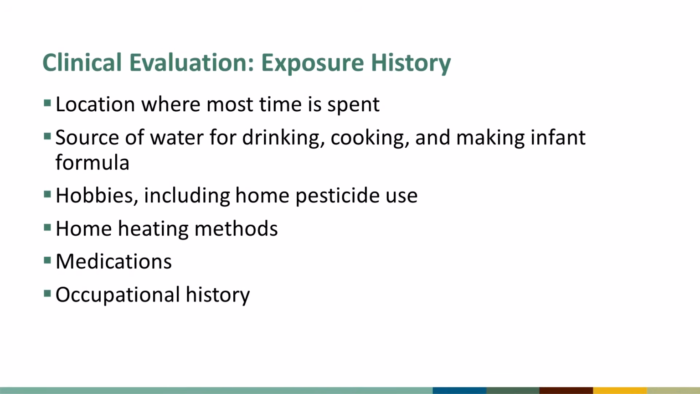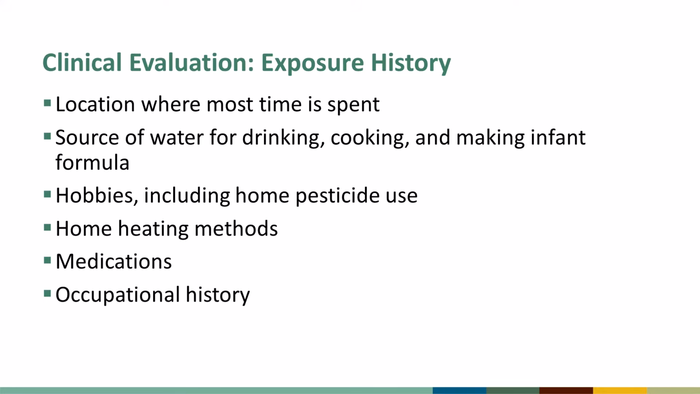When taking an exposure history in an evaluation of a patient with suspected arsenic exposure, focused questioning might be able to identify the source of exposure. When asking about environmental exposure, assess where the patient spends a significant amount of time. Focus on proximity to mining sites, orchards, farms, CCA-treated wooden playground structures, and hazardous waste sites. It is also important to ask about arsenic-contaminated sources of water for drinking, cooking, and making infant formula, especially private well water sources.